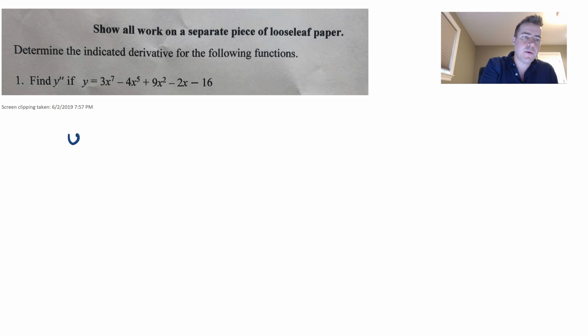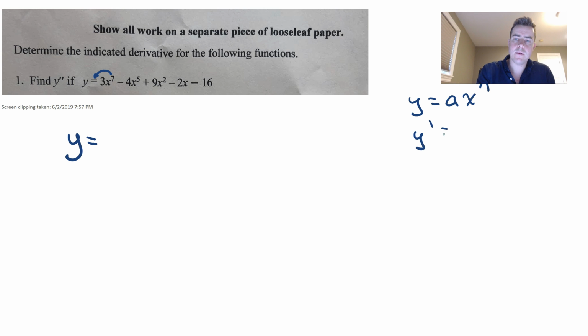Alright, so this is just a simple power rule. The way the power rule works is you bring the exponent down in front, and then you subtract 1 from the exponent. So if you had y equals ax to the n, the derivative of that is you bring this down to n times a, and you subtract 1 from the exponent. So here I'd bring that 7 down in front. 7 times 3 is 21x, and then we lower 1 from the exponent to the 6th.